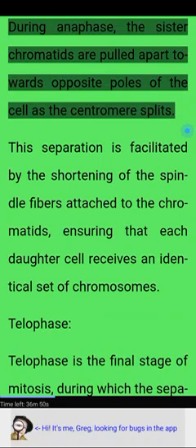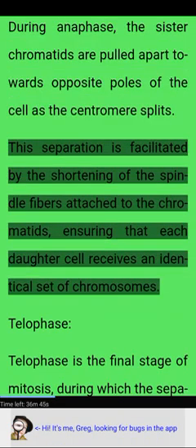Anaphase. During anaphase, the sister chromatids are pulled apart towards opposite poles of the cell as the centromere splits. This separation is facilitated by the shortening of the spindle fibers attached to the chromatids, ensuring that each daughter cell receives an identical set of chromosomes.